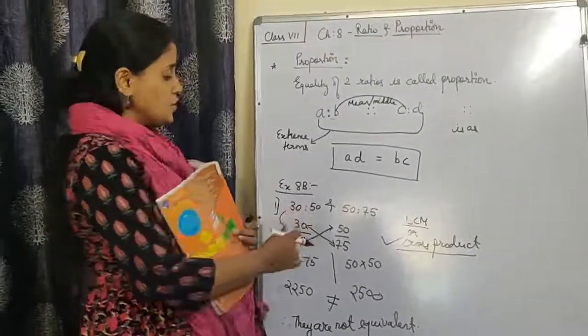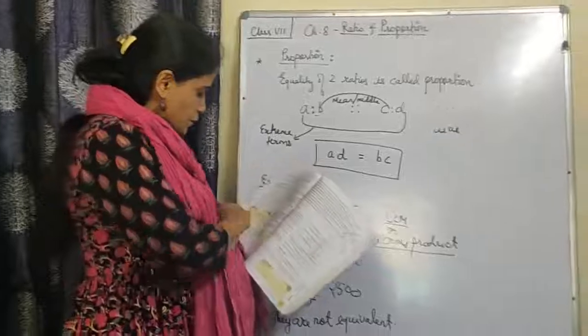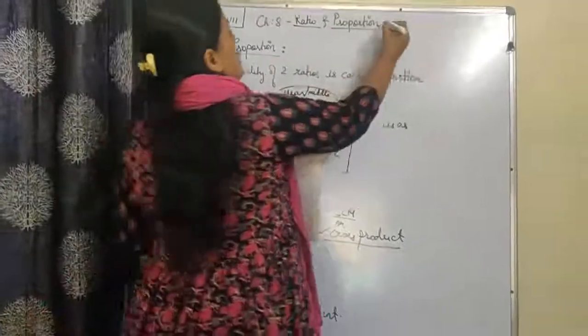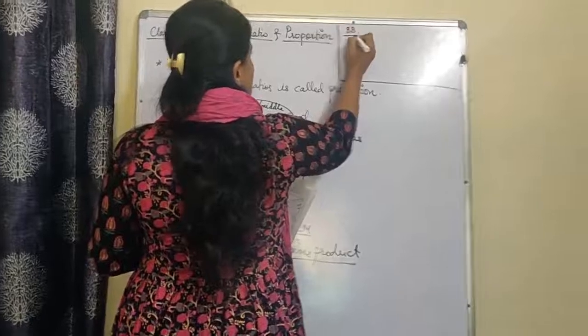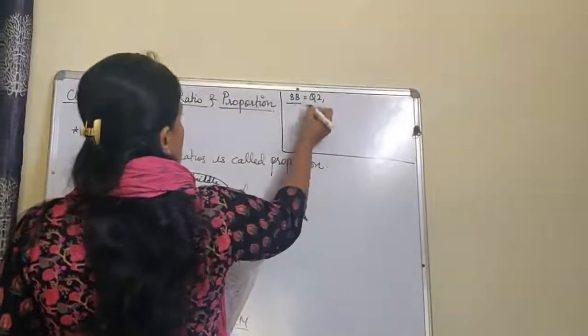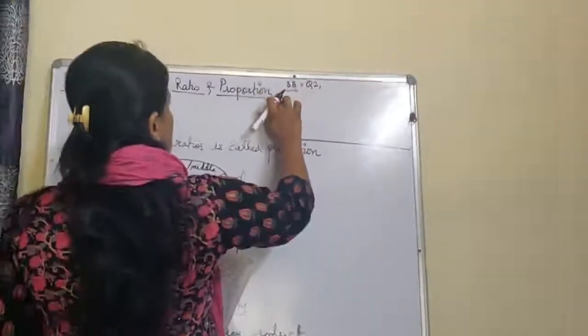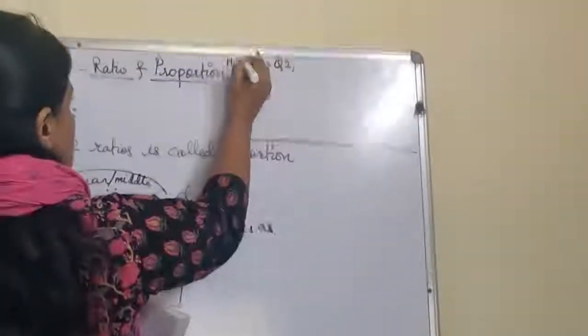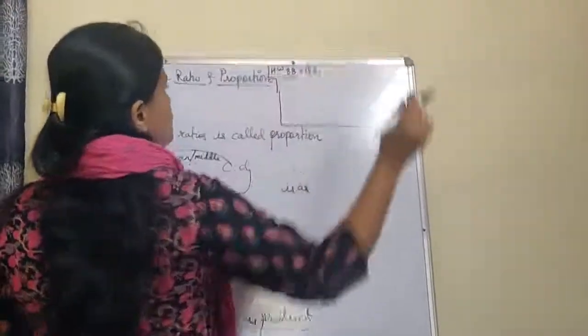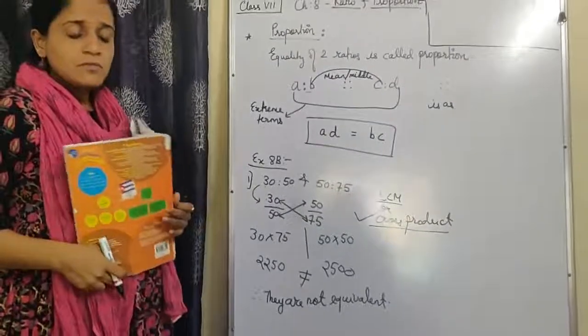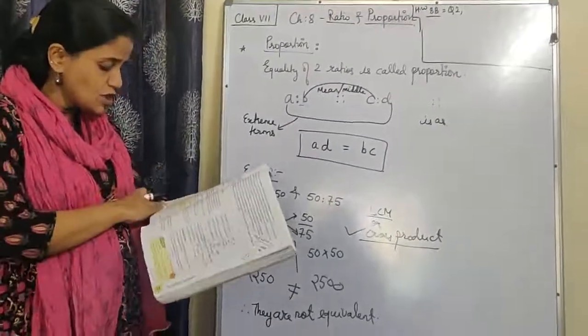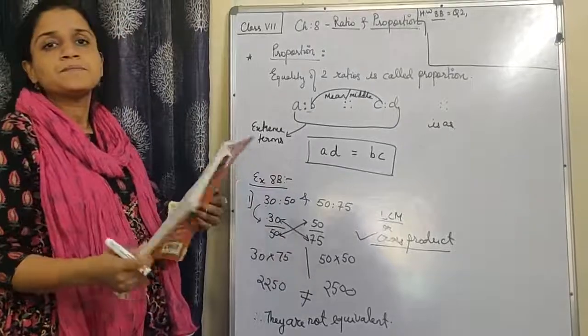So this is the way we are going to do question number 1. After completing question number 1 of exercise 8b, question number 2 is homework. So here I am going to write the homework. Question number 2 is your homework. First complete question number 1 so that we can go to question number 3.